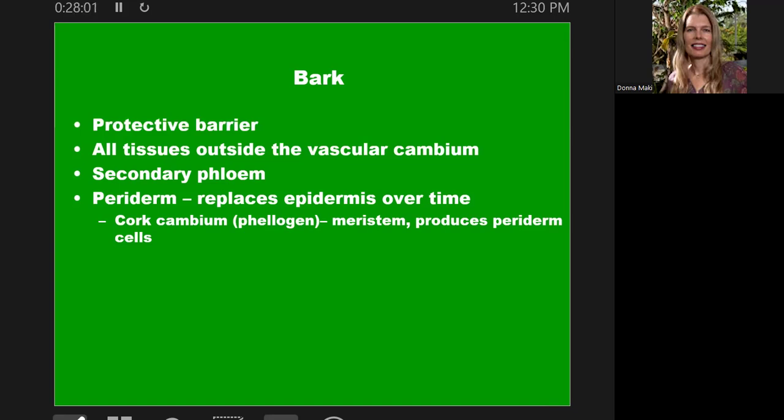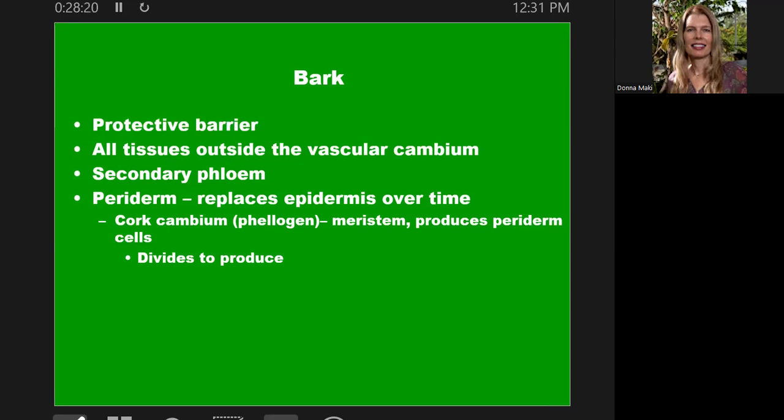I put in parentheses these weird terms, phellogen. I don't use those, but you're going to see some slides with these words on them, so I focus on the word or the phrase cork cambium. So that is a meristematic tissue. So like the vascular cambium is meristematic, that gives rise to the xylem and phloem.